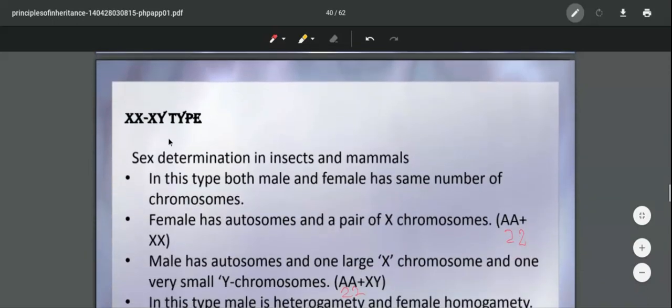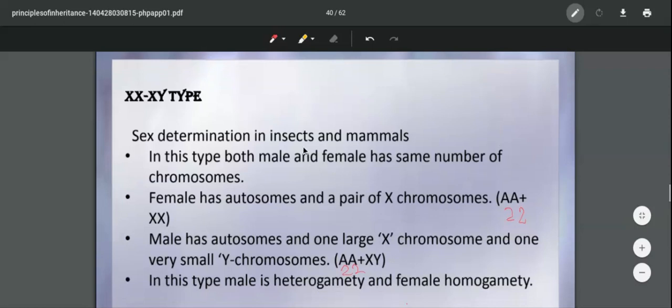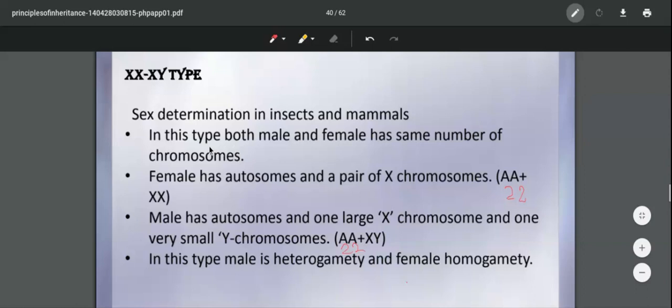So the other type that we have to study is the XY type of sex determination. This is also found in certain insects, and most of the mammals have the XY type of sex determination. So we'll take an example, say, of an insect such as Drosophila. Drosophila has an XY type of sex determination method, and mammals like human beings also have the XY type of sex determination. So in this type, how is it different from the XO type?